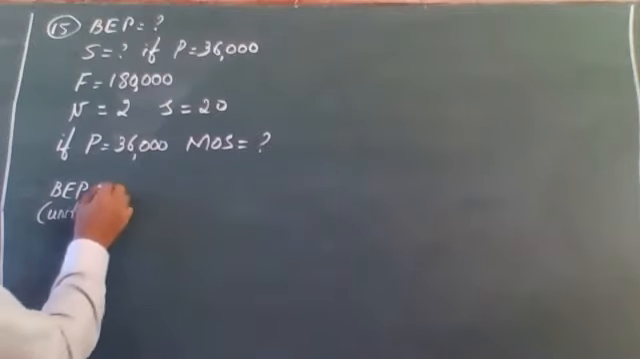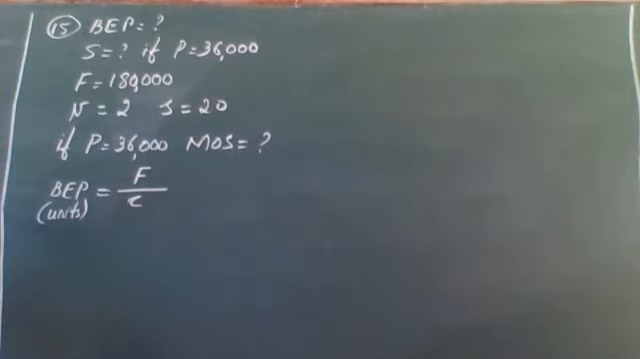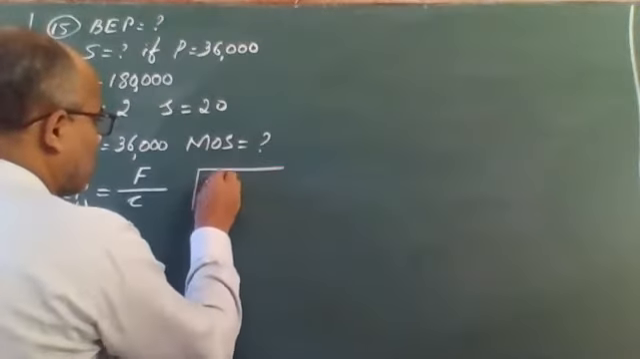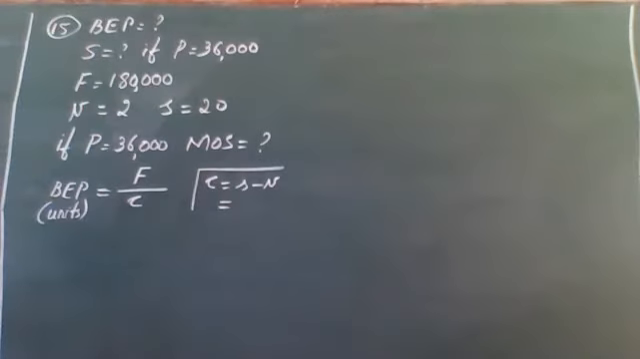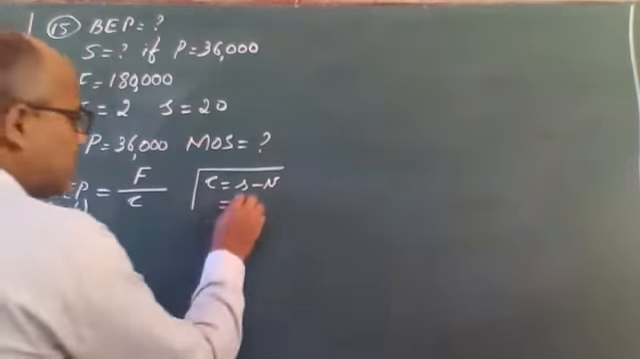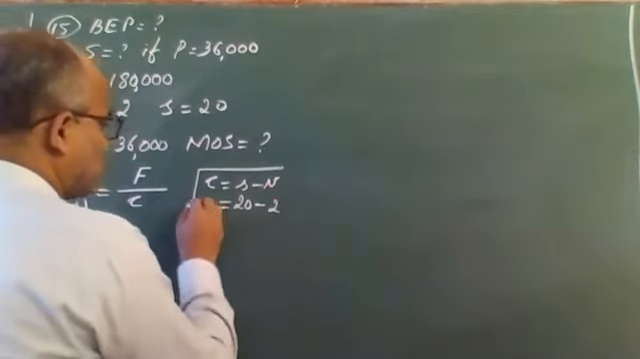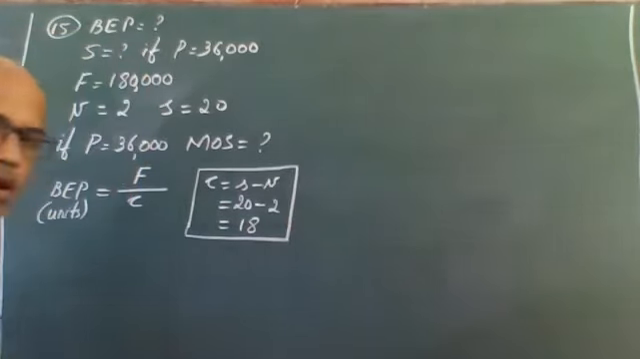If you remember, break-even point in units is equal to fixed cost divided by contribution per unit. Do you have fixed cost in the question? Yes. Do you have contribution per unit? No. But can we find out contribution per unit? Contribution per unit is equal to selling price per unit minus variable cost per unit. Selling price per unit is 20. Variable cost per unit is 2. So contribution is equal to 18. I got contribution per unit.